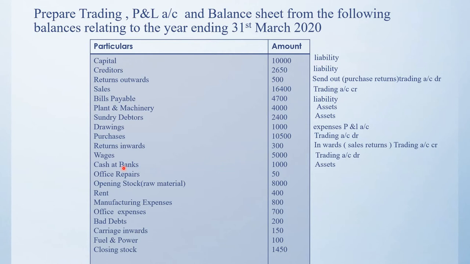And next we have office repairs. So office repairs or any expenses for the office. All office related expenses will be posted in the P&L account debit side.